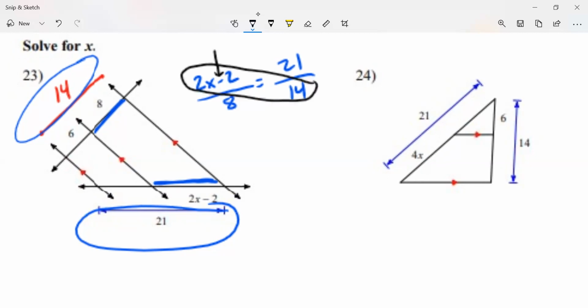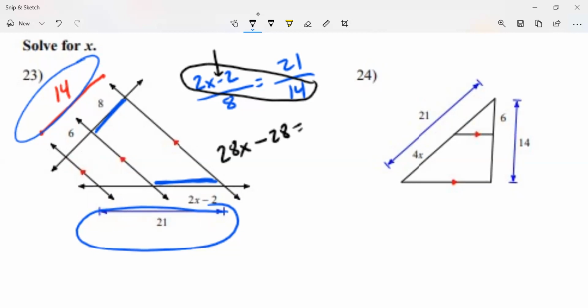I'm going to have to go 14 times 2x and then 14 times 2 with the minus in between. So that's going to give me 28x, right? Because I went 14 times 2x. So 28x minus 14 times 2 is equal to, now 21 times 8, I know it's 168. So 21 times 8, we're going to call this 168.